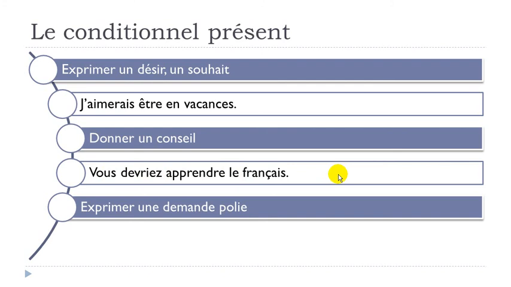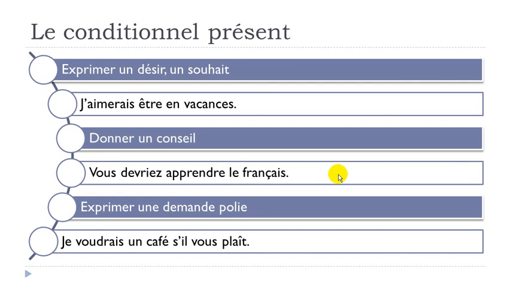And then if you want to ask something politely, that's the tense you should definitely use. Especially if you go in a coffee shop or restaurant, or if you go in a shop and you want to ask for something, then use this conditionnel form. I mean, trust me, it's quite important. Okay? Je voudrais un café, s'il vous plaît. So let's read them one more time. J'aimerais être en vacances. Vous devriez apprendre le français. Je voudrais un café, s'il vous plaît.